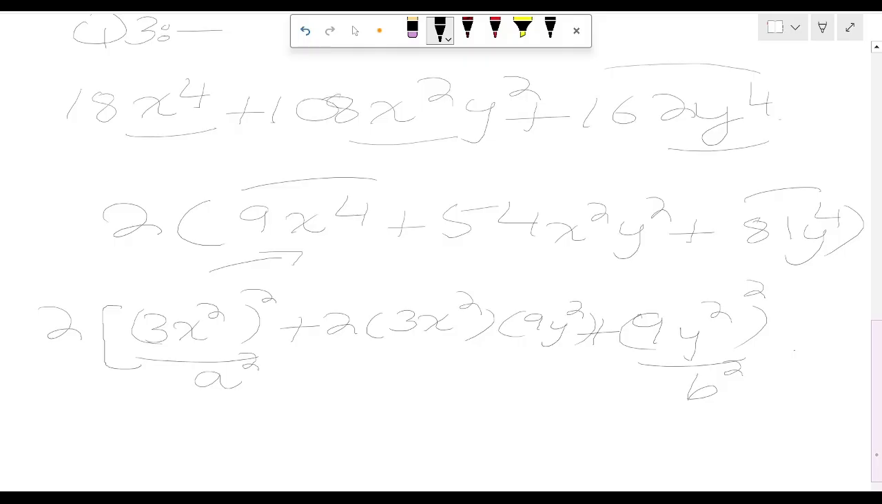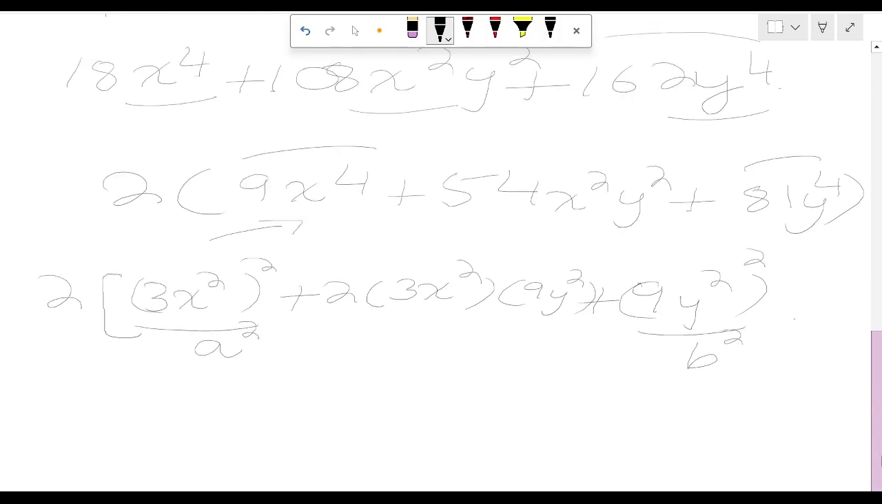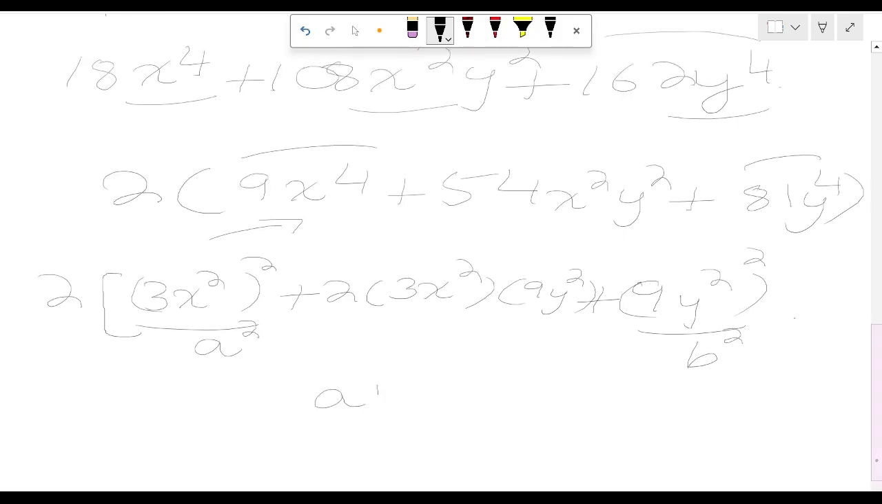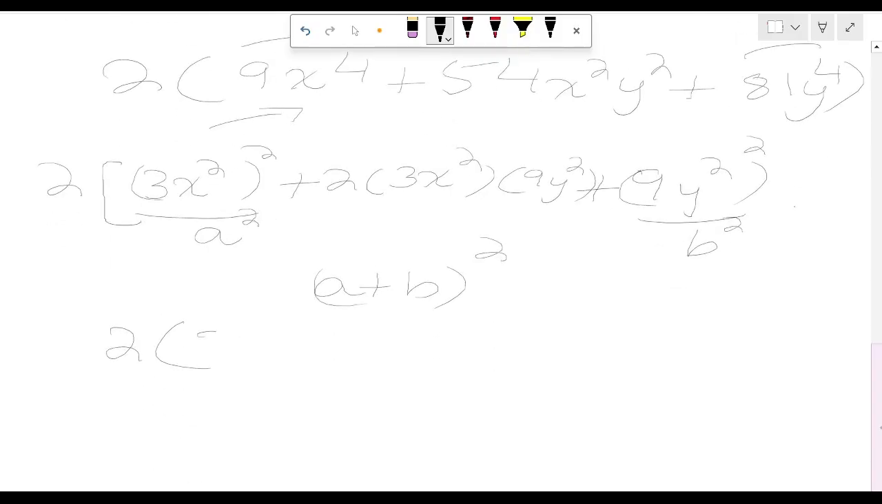And what do I need to do next? Then I'll just simplify it. So this comes to the a plus b whole square formula. So I'll just use this formula. I'll write 2 and then I'll remove the square brackets, and inside I will write 3x square because that is the value of a, keep in mind, and then added with 9y square whole square. So this will be your final answer for question number 3.